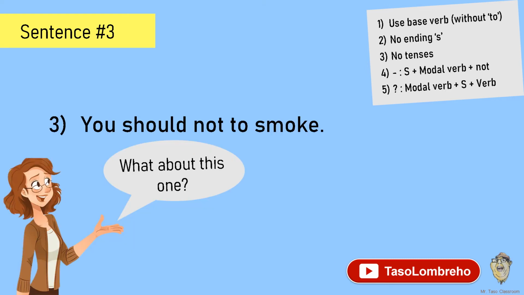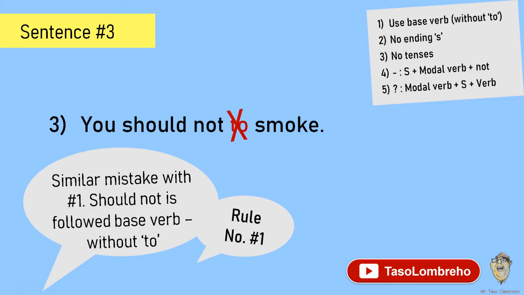Sentence number 3. You should not smoke. What about this one? Can you spot any mistake? Similar mistake with number 1. Should not is followed by base verb without to. So we have to exclude or delete to. That is rule number 1. And here is the correct sentence. You should not smoke.